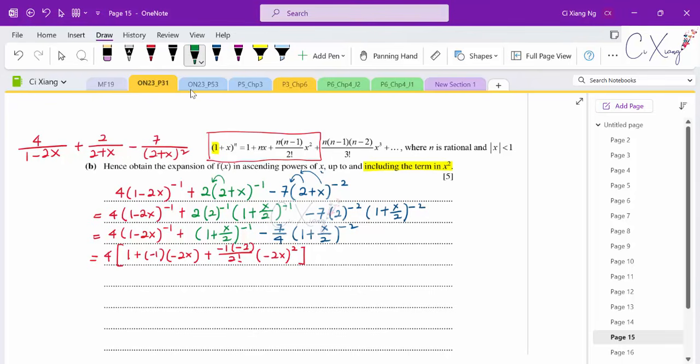Second bracket is (1 + x/2)^(-1). First term is 1. Second term is nx, so n is negative 1, and x is x/2. Third term.